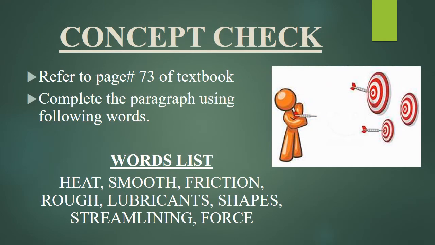Please refer to page number 73 of your textbook. An incomplete paragraph is given on this page related to friction. Kindly use the given words and complete this paragraph. We will discuss this task during the Zoom meeting. Please go through it once and note down your answers in a rough notebook.